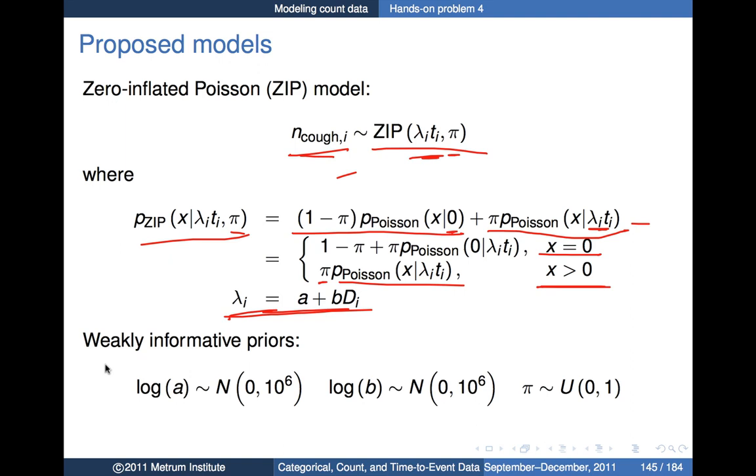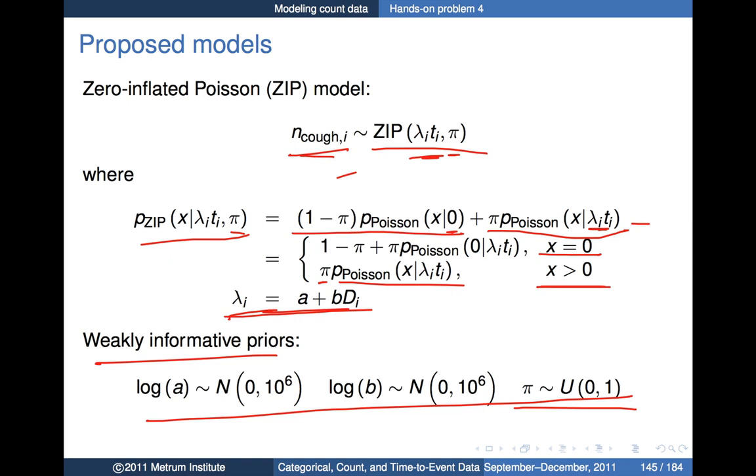Okay, and finally, we've got to put priors on everything, and for this example, I put weakly informative priors on everything. The intercept and slope are the same as before, and then for our pi, I just put it on a uniform 0 to 1. And by saying this, I've also restricted its values to the range of 0 to 1. So that's one way of representing it. There's another way we could represent it.